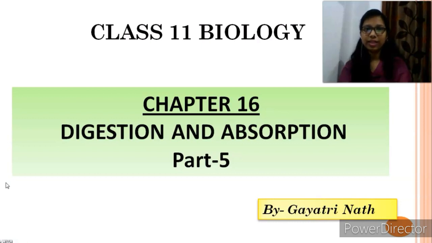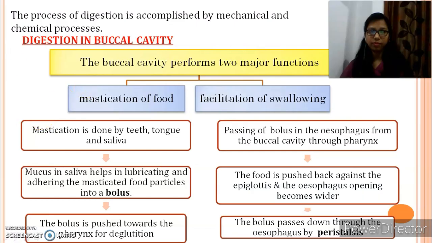So in our previous classes we have discussed different organs in the alimentary canal. We have also discussed different glands present in the alimentary canal. So in today's class we are going to discuss the different enzymes secreted by these glands and how these enzymes help in the process of digestion. The process of digestion is accomplished by mechanical and chemical processes. Now we will see the digestion processes in each organ of the alimentary canal.